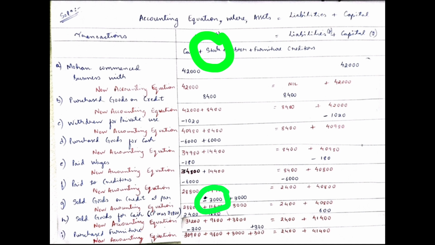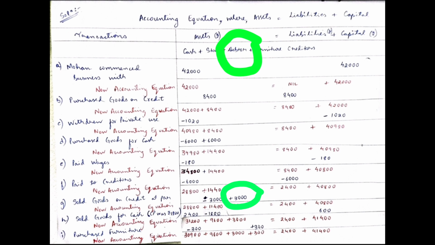And a new item we will introduce under the asset column in the name debtor. Debtor means our customers. They haven't paid the money to us, but they will be paying. We will be receiving money from them in future. How much? Plus 3,000 we will write under the debtors column.